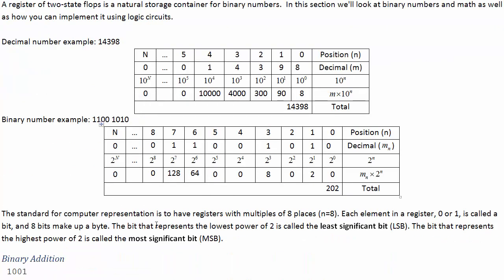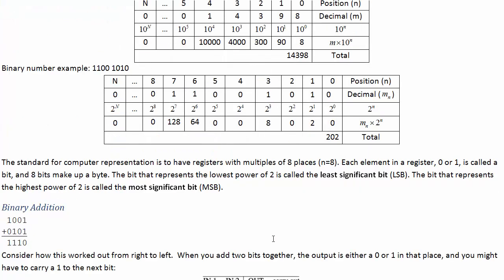The standard computer representation is to have registers that have multiples of 8 places. So this would be an 8-bit register. There's 8 little digits in here called bits. A byte is 8 bits, so this would be a 1-byte register if we have this many stored in there. There's larger registers, but they're always in multiples of bytes, or multiples of 8 bits.